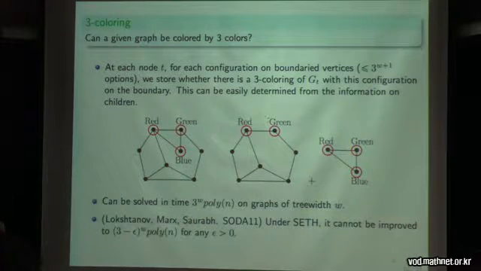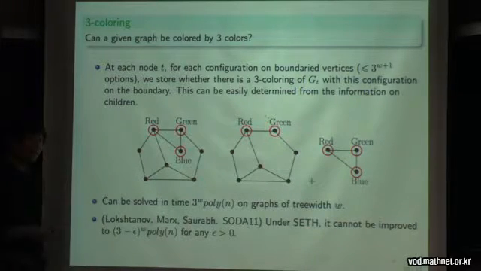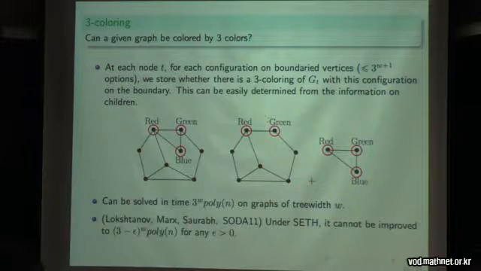Recently, under some hardness assumption, Nokstanov and Max Zaurab showed that you cannot improve it to 3 minus epsilon to the W. This is SETH, the strong exponential time hypothesis. But I don't want to explain it. There is some hardness assumption like this. Maybe I can explain it to you later if you want.